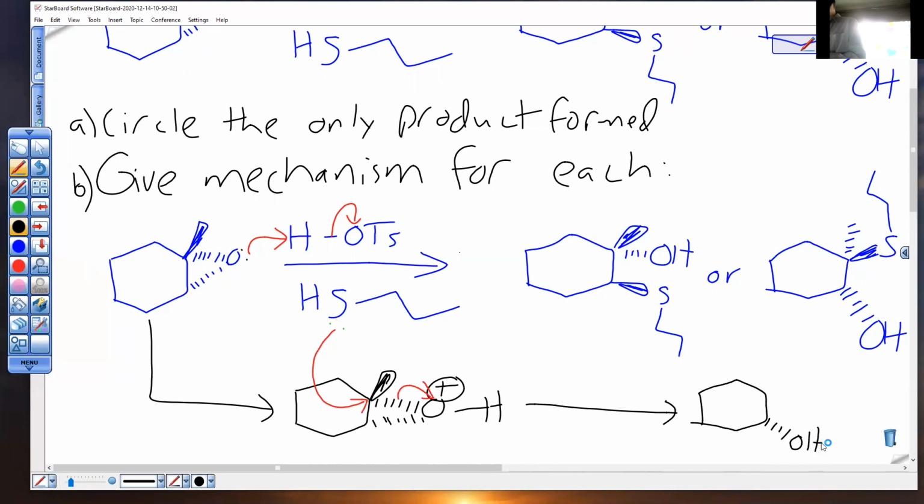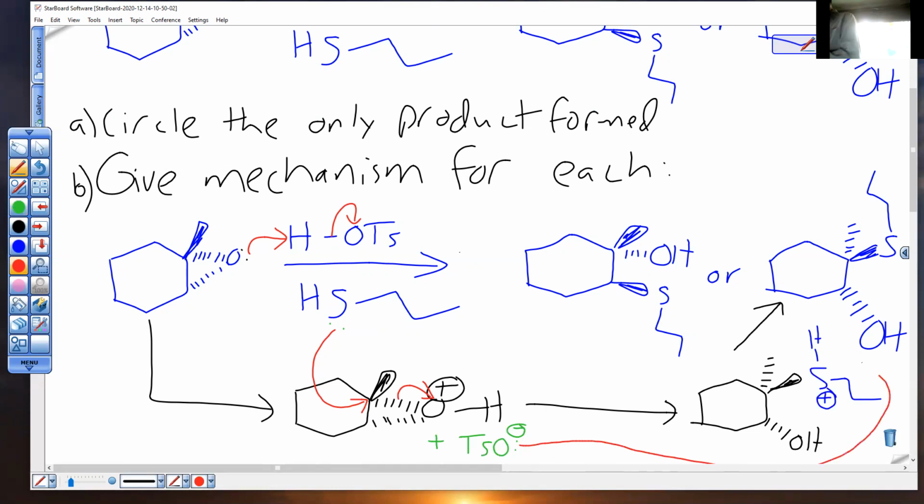We got our sulfur on a wedge. We got the methyl pushed back on a dash. This is the conjugate base of the conjugate acid of the second product. What is going to take the H? You generated TSO minus in step 1 when you protonated the ether, the epoxide ether. TSO minus comes and grabs that H.